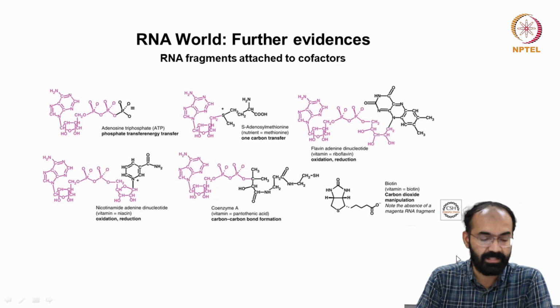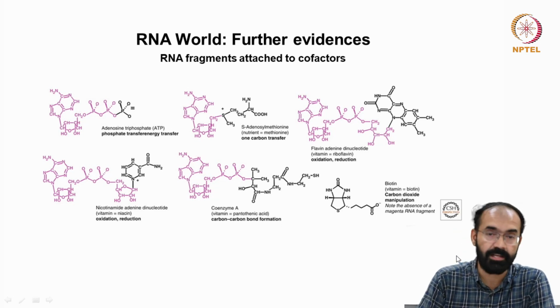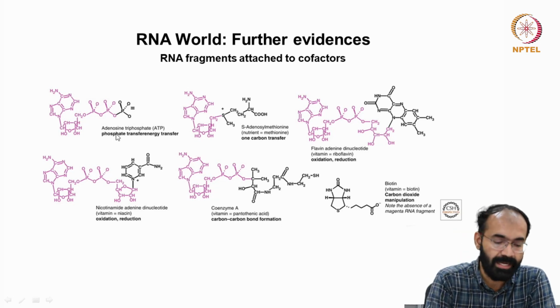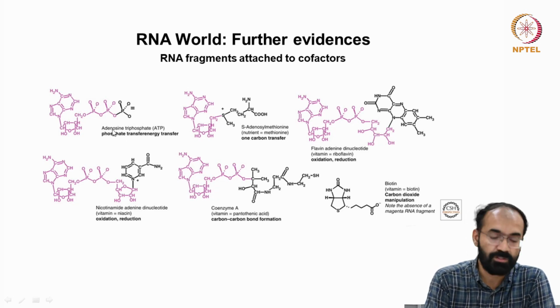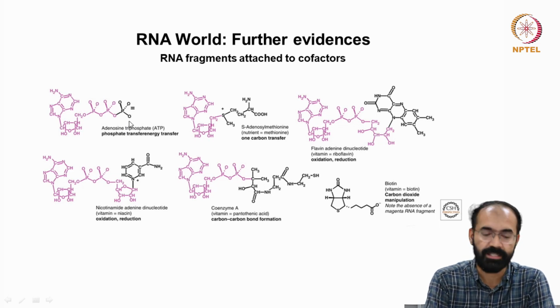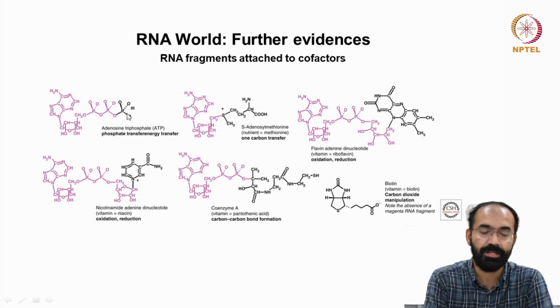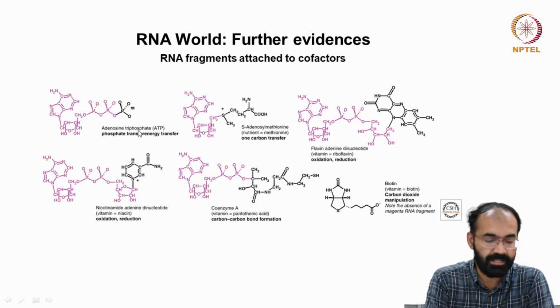Some of them are listed here. The classic example is ATP. All of you would have heard about ATP, that is adenosine triphosphate, which is the major source of energy for almost all biological reactions. And I'm not forgetting about GTP, because many signaling events rely on GTP, which is guanosine triphosphate.